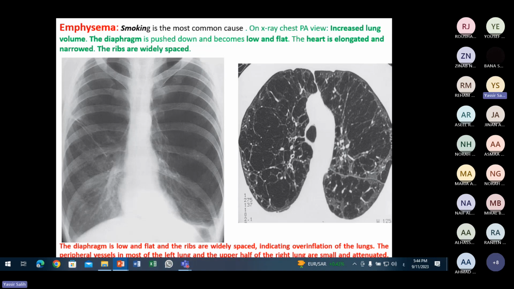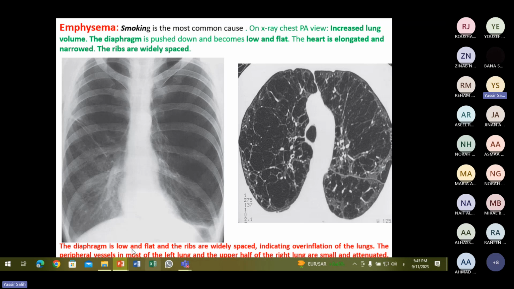Now let's talk about emphysema. As we know, emphysema is one of the chronic obstructive lung diseases. Chronic obstructive lung disease may be emphysema or chronic bronchitis. Emphysema is most commonly caused by smoking, so a chronic smoker patient can develop this emphysema. To diagnose emphysema by imaging, we can do a chest X-ray. This is a chest X-ray of emphysema. So we always ask what signs of emphysema you see.